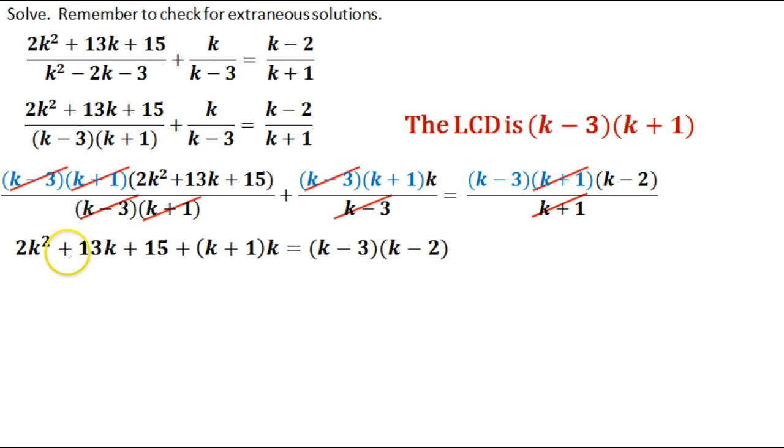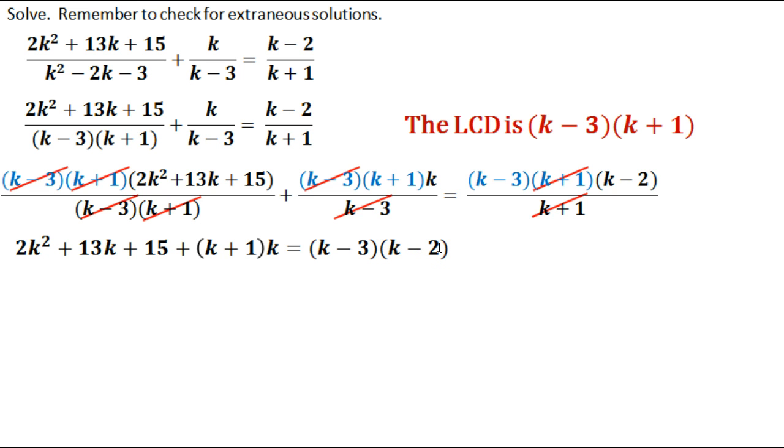Okay, so we've got this one here. Notice this 2k squared plus 13k plus 15. That came from right here. That's what we were left with. Plus, and this is a k plus 1 times k. That's where that came from. And I've got my equal sign, of course. What I'm left with here is k minus 3 times k minus 2.